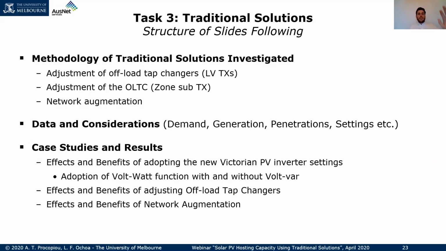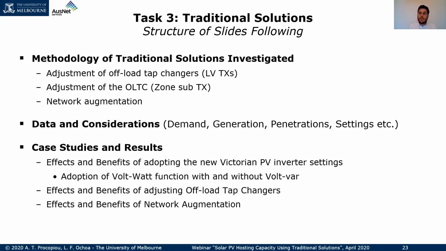So we're going to start with the methodology of the traditional solutions that we have investigated, which is how we are adjusting the offload tap changers on the low voltage substations, and how we also adjust the onload tap changer on the primary substations, the zone substations on the high voltage side of the networks. And then the third one is, of course, the network augmentation. What is the process that we are following once we identify any technical issues such as voltage rise or thermal congestion of any assets? How do we replace them?